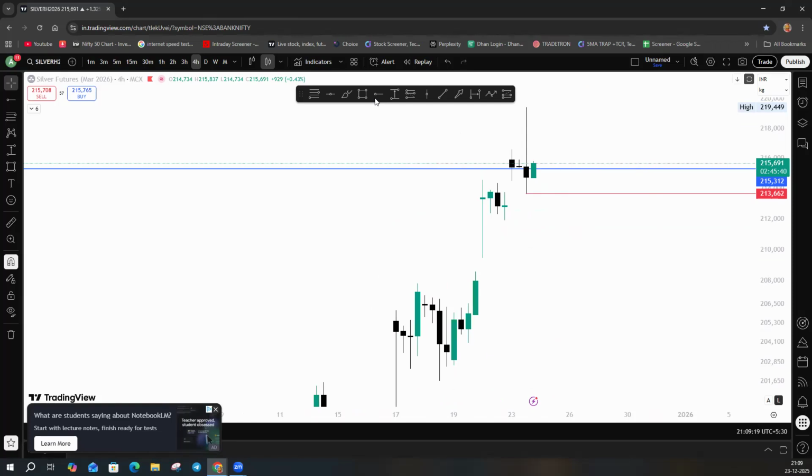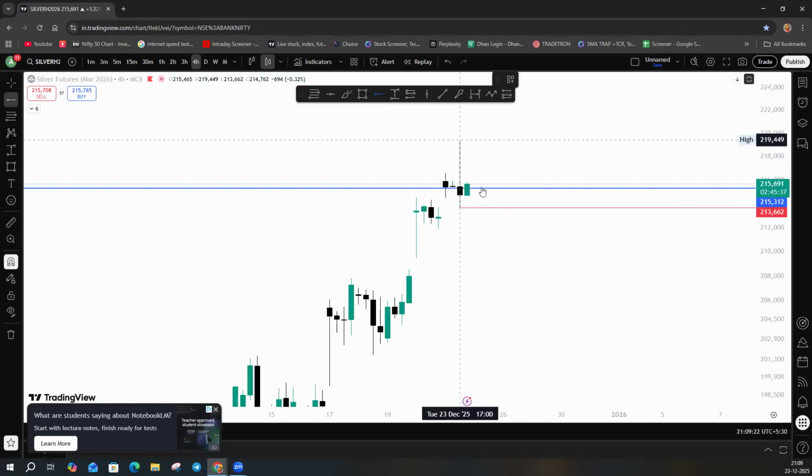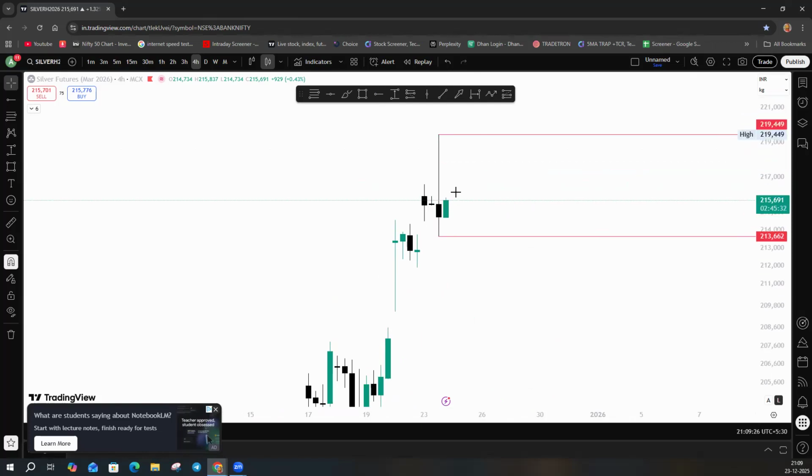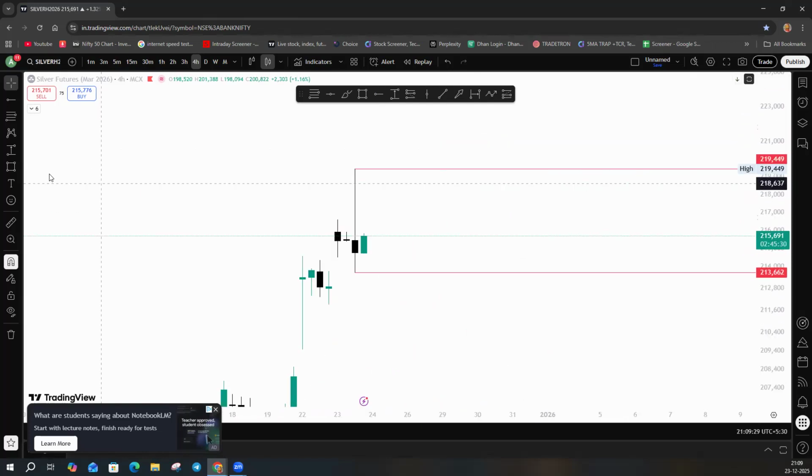So currently what is important for the silver is these two lines which I have marked. Okay, if any 4 hour candle of silver is closing below this line, it will be going for the downside, you have to mark it. If it is closing above this one, we have to see more upside. Now again, the main thing is closing basis.